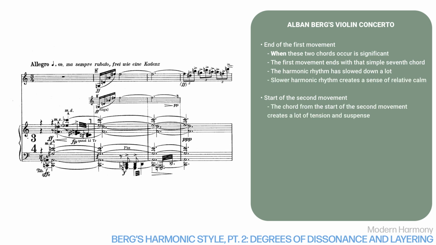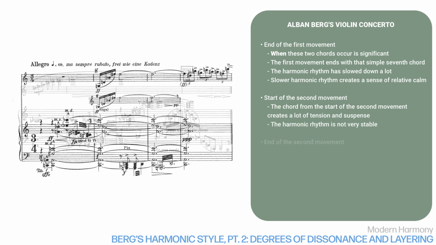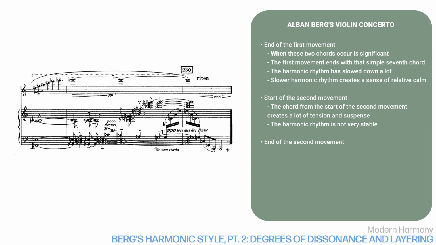The chord from the start of the second movement creates a lot of tension and suspense, which is appropriate for a dramatic beginning. Although it's also sustained, many other notes are quickly added to it, so the harmonic rhythm is not very stable. This chord at the end of the second movement is also a 7th chord, this time with no semitone relationships at all, so it's even gentler than the end of the first movement. And note the perfect fifth arpeggios at the end, reminding us of the opening of the concerto.